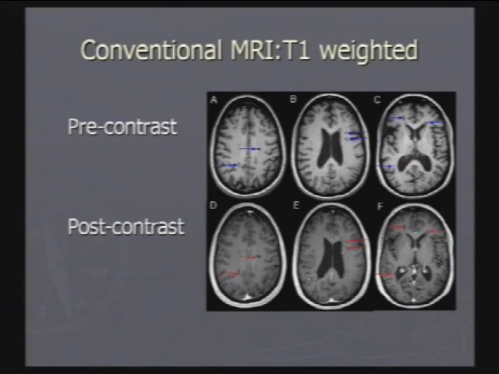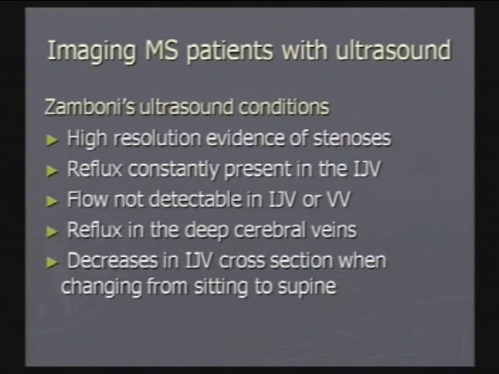So Zamboni's criteria to look at the vascular system are: is there any evidence, or especially high resolution evidence, for stenosis?